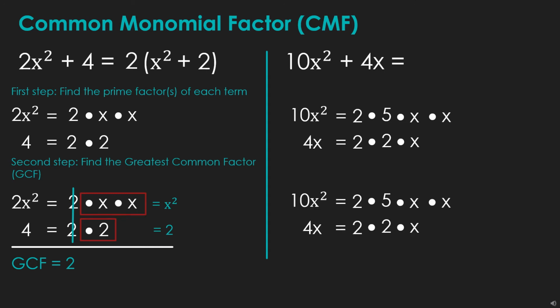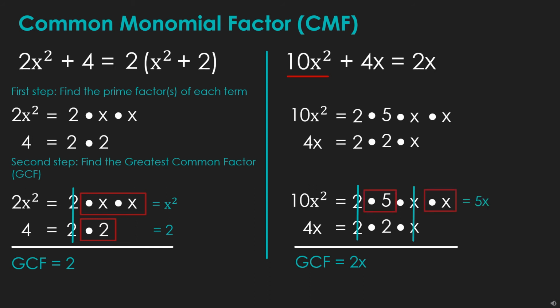Next, we have to identify the greatest common factor. In this example, the common factors of the two terms are 2 and x. Thus, the GCF is 2x, and so it will be part of our answer. Then we identify what remains on each term. On the first term, what remains is 5 and x, which means it equals 5x. And on the second term, what remains is 2. So, the final answer is 2x times the quantity of 5x plus 2.